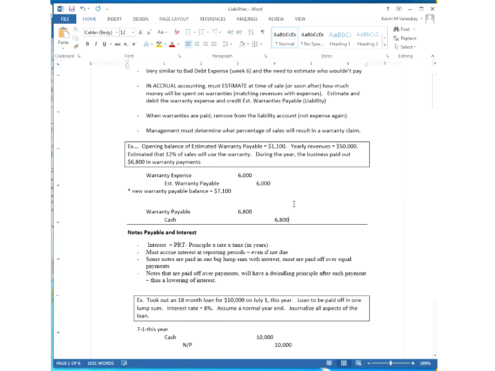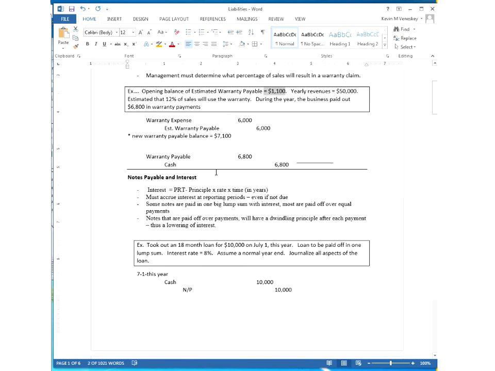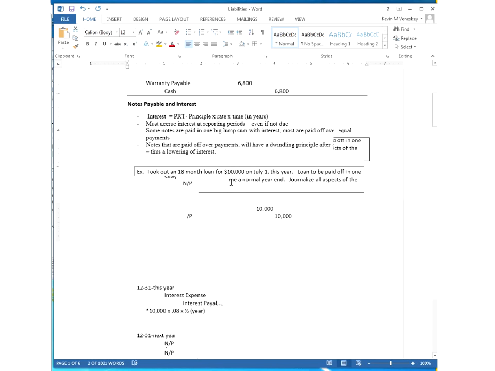I'm paying out $6,800 in cash, or I'm either giving them a refund or a product, and I'll just make it easier and say I'm giving them a refund. So my ending warranty balance at the end of this year would be all the way down to $300. And that's okay, but it's getting kind of low. We don't want it to be a negative. So in the future years, I may have to revise this 12% a little higher if more expenses are coming.